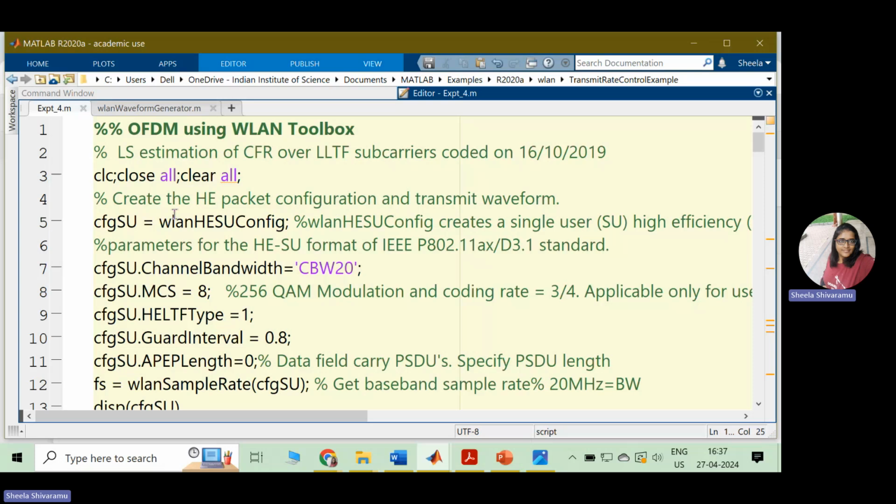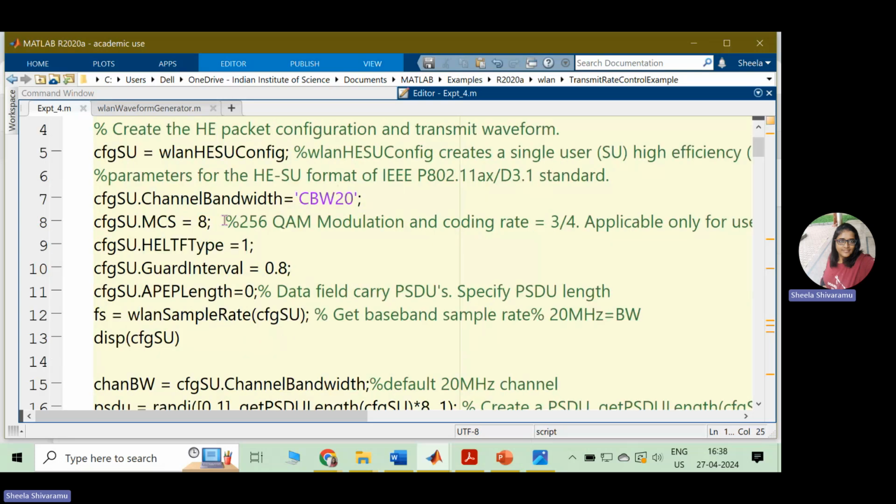So here I've created again the HE packet configuration and the transmit waveform. Here again, this we have come across. This is a system object which is used to create a single user high efficiency configuration format, HE SU 11ax, that follows the standard. And I have taken an allocation bandwidth of 20 megahertz. MCS I fixed to 8, that is 256 QAM modulation with a coding rate of 3/4.